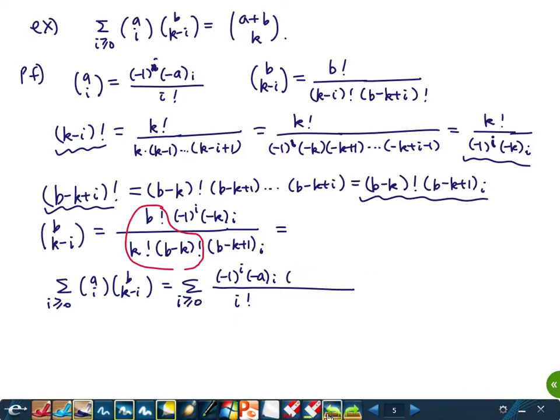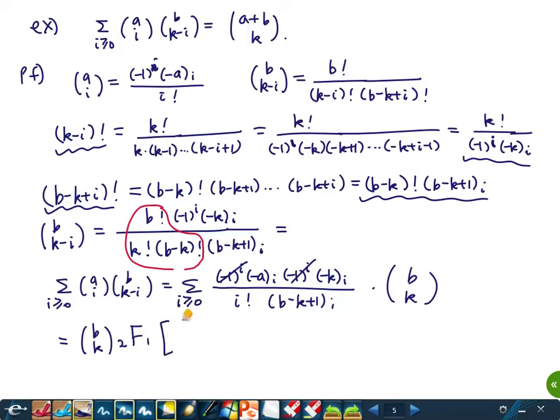So let's forget about this and then multiply b choose k. So the red part here is b choose k. So here minus 1 raised to i minus k sub i, b minus k plus 1 sub i. Okay. We can cancel this. So what is that? So b choose k, and we have two things on top and one thing below: 2F1(minus a minus k, b minus k plus 1; 1). So the first step is done.